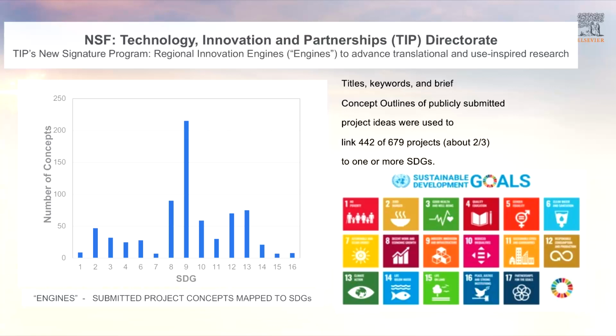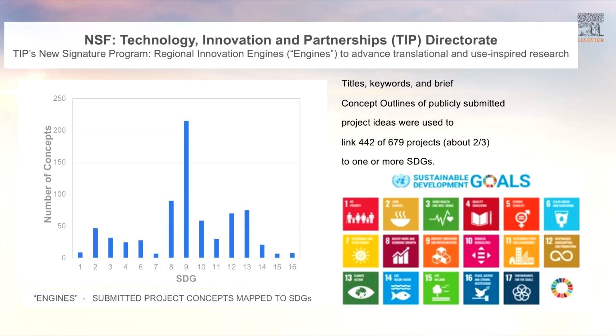And the signature program that the TIP Directorate rolled out soon after it was created is something called Regional Innovation Engines, or ENGINES for short. And it really is the idea of creating these innovation ecosystems across the entire country. They went about this in an unusual way for the foundation, which is that before the proposals were actually submitted, what they requested was a very brief concept outline that was publicly posted. And the idea was that if somebody was reading about this and said, gee, I would like to work on that, they would have a chance to contact the principal investigator, the person in charge of the project, and potentially join that effort.